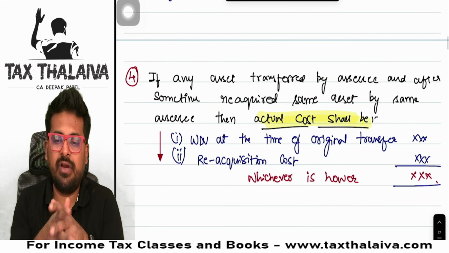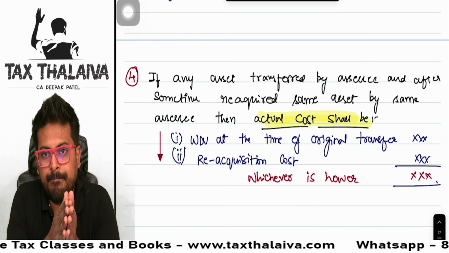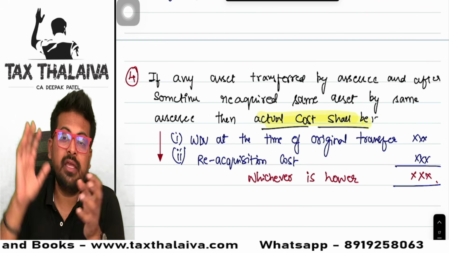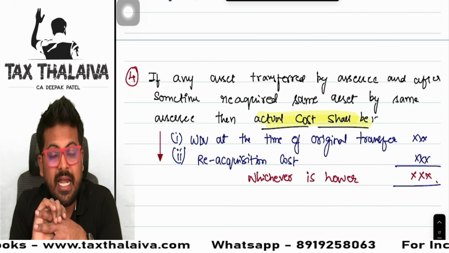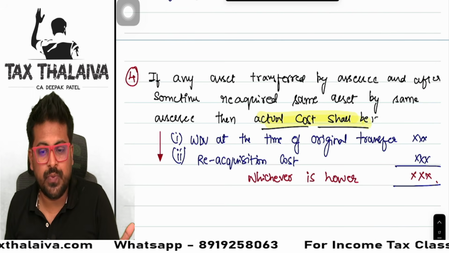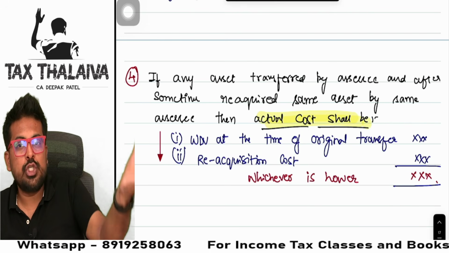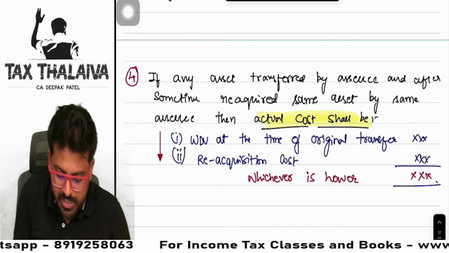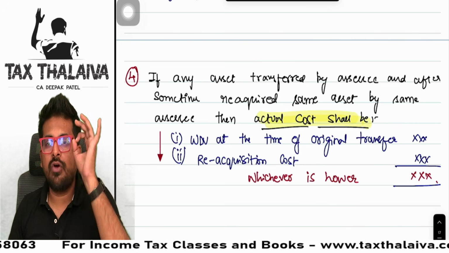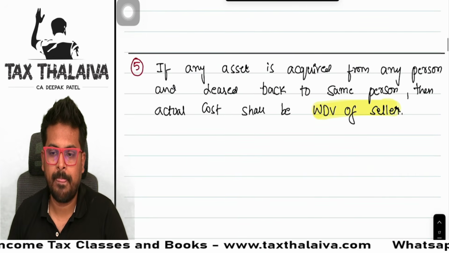If any asset, let's say, you first transfer the asset and then you reacquire the asset at a higher value just to claim higher depreciation. In that case, the actual cost will be the WDV when you actually transferred, or the reacquisition cost, meaning the price at which you actually reacquired, whichever is lower. That price only will be considered as your cost of asset for depreciation purposes. These are some special cases.